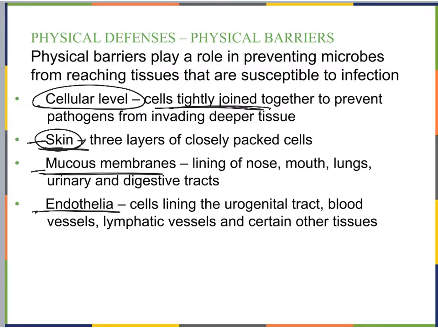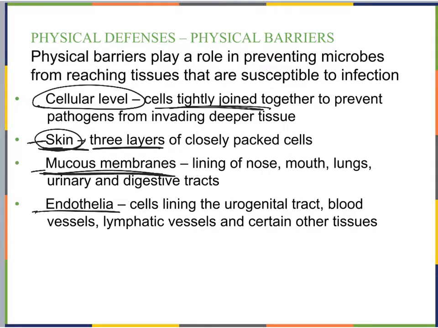And then, as we already mentioned, we have the skin. When we look at the skin, we actually have three different layers, and these are all made up of closely packed cells. We're going to take a closer look at the skin and how it effectively prevents pathogens from getting into the body. But here, there are at least three layers of these really tightly packed cells that are going to prevent things from getting further in. Then we have our mucous membranes.